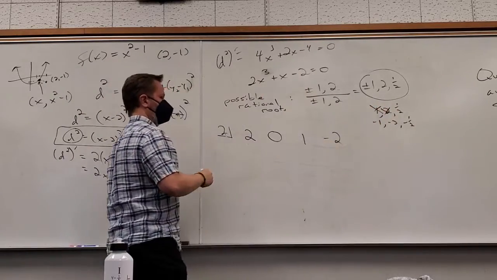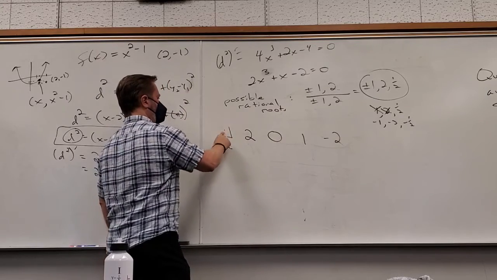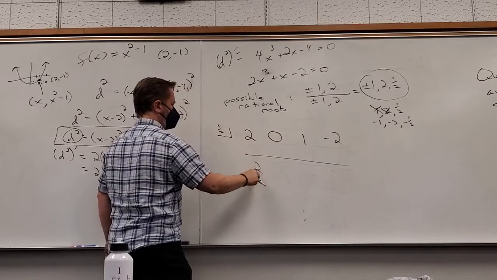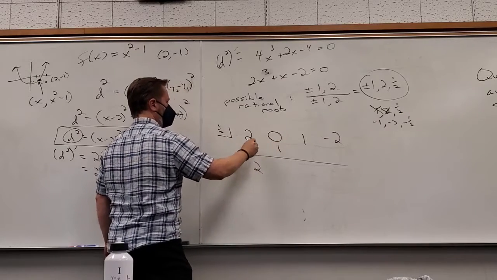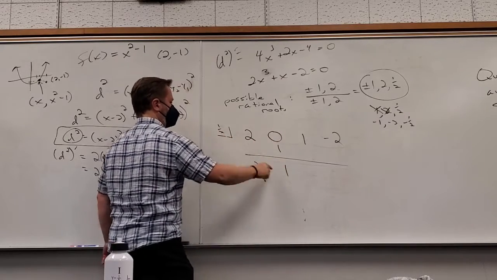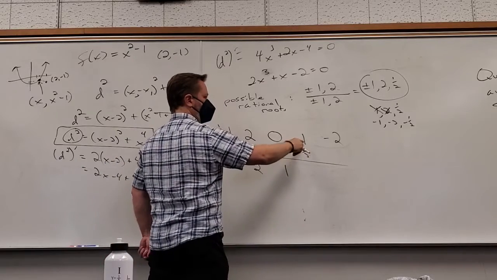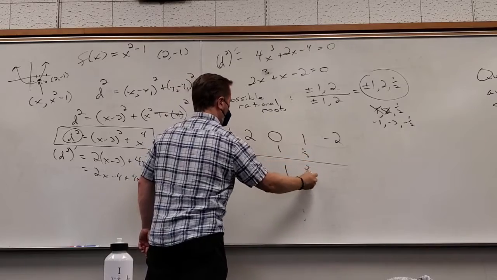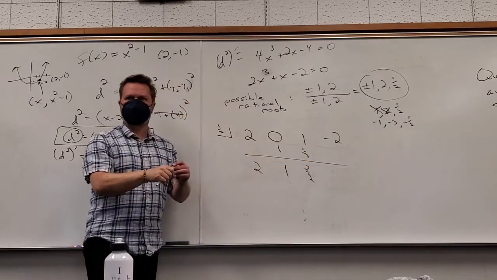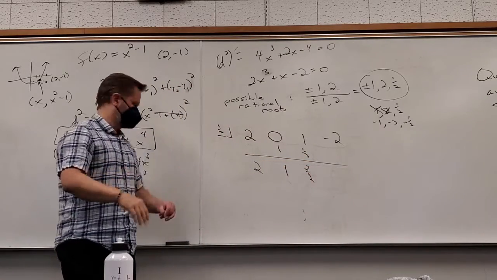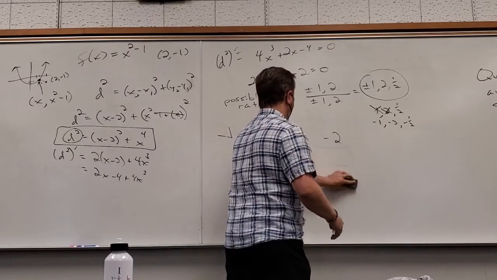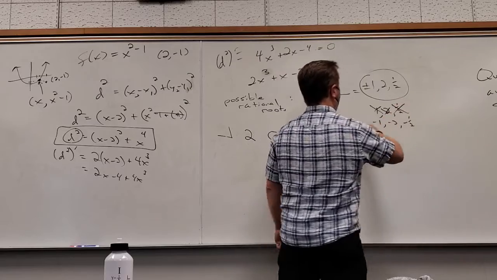Let's try 1/2. Let's see, 1/2 looks like it might work. 1/2 times 2 is 1. 1/2 times 1 is 1/2. So 1 1/2, that's 3 halves, times 1/2 is 3/4, that doesn't work. So none of the positives work. Wow.